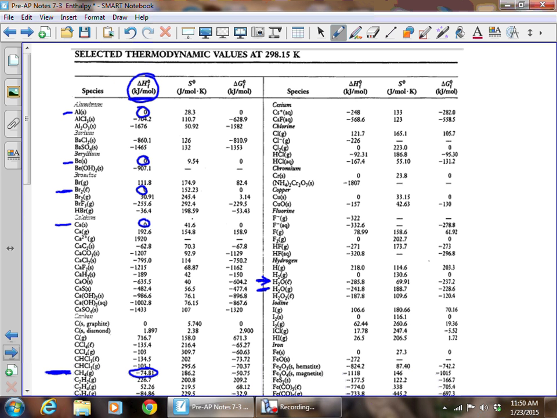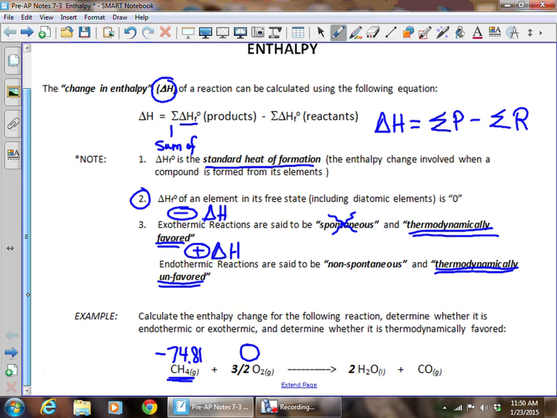So we want to make sure and use the correct one and not the one that is a gas. So the water value that we want is the negative 285.8. Let's go back and put up our negative 285.8.